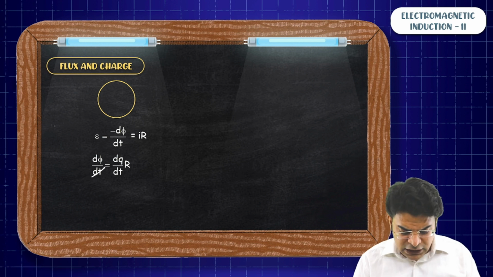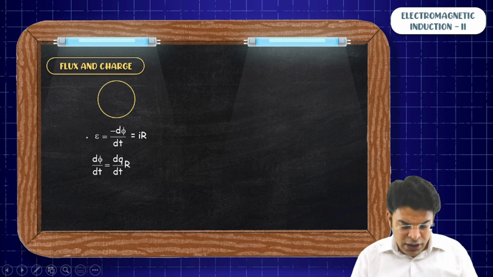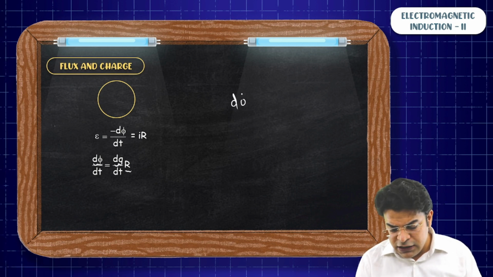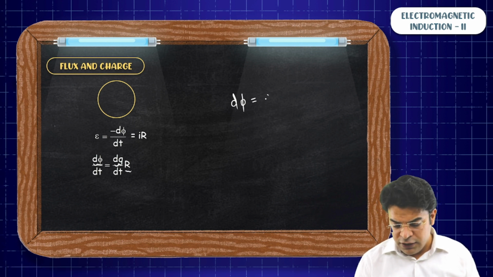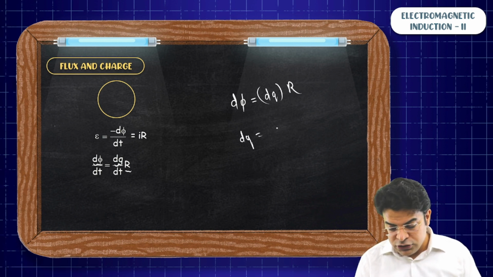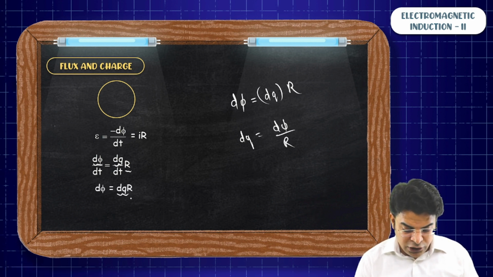Now we can cancel out dt on both sides. Once we have cancelled out dt on both sides, we get that dΦ equals dq into R. This means that the infinitely small change in flux equals the infinitely small charge flow multiplied by the resistance of the loop. Or we can rewrite it as dq equals dΦ/R. So we can write dΦ equals dq into R, or dq equals dΦ/R.